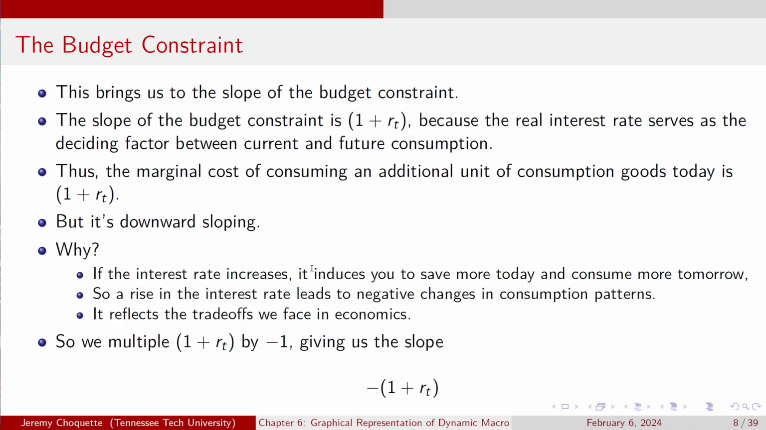Well, the slope of the budget constraint is really 1 plus the real interest rate, because the real interest rate serves as that deciding factor between current and future consumption. So the marginal cost of consuming an additional unit of consumption today is 1 plus the real interest rate. But wait a minute, it's downward sloping, so why would that be? Well, if the interest rate goes up, you want to save more today and consume more tomorrow. So the interest rate increasing leads to negative changes in consumption patterns, and it reflects the trade-offs that we're facing in economics. So we multiply 1 plus the real interest rate by negative 1, which gives us negative 1 plus the real interest rate.